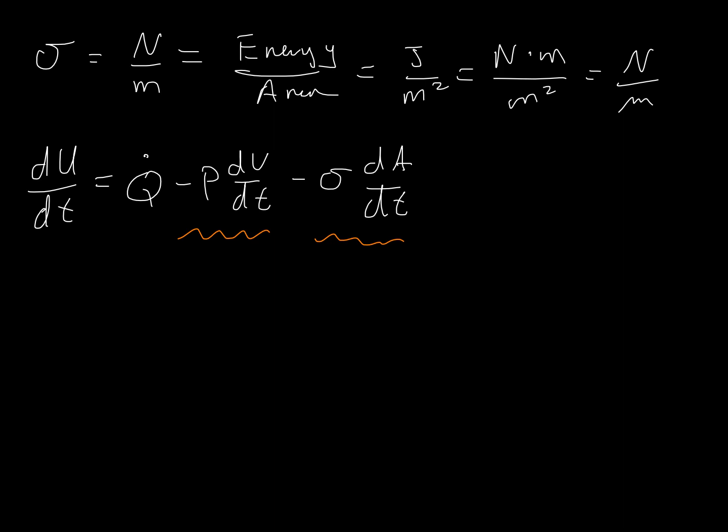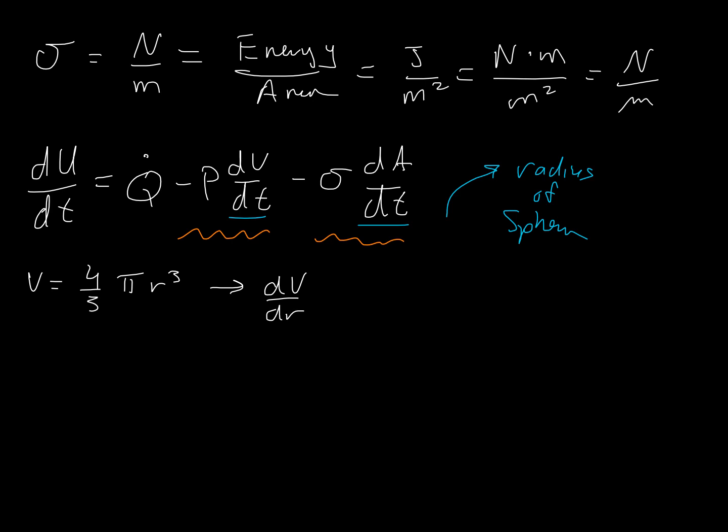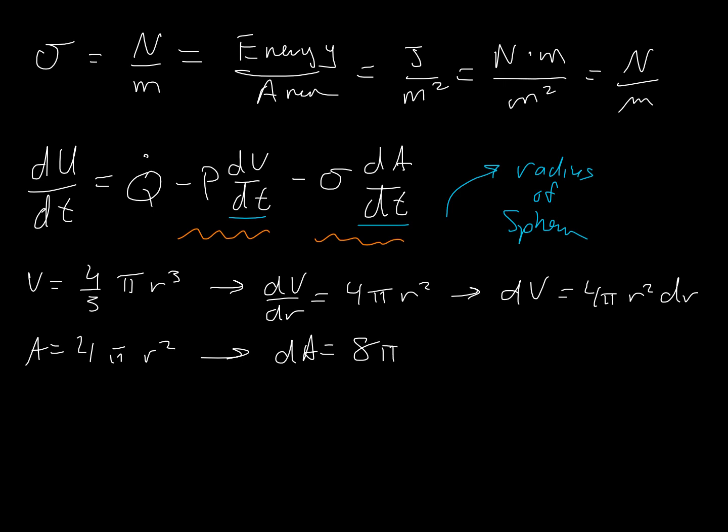So what we're going to do is simplify this expression. We want to be able to combine dV and dA, and to do that, we're going to relate it to the radius of a sphere. So we can write that V is 4/3 pi r cubed, or dV/dr is equal to 4 pi r squared, and dV is equal to 4 pi r squared dr. Just a little calculus. Likewise, A is 4 pi r squared, and we'll just jump to the conclusion, dA is equal to 8 pi r dr.